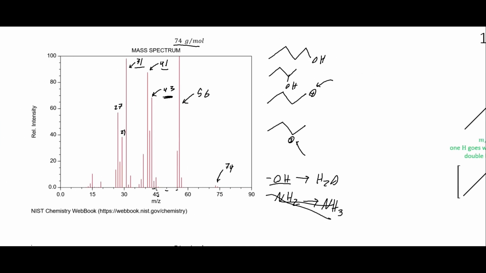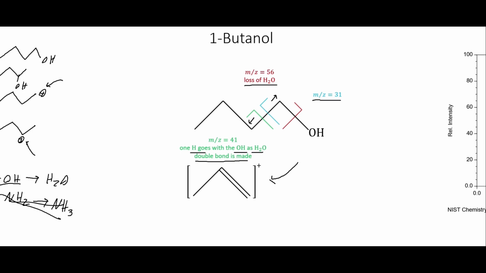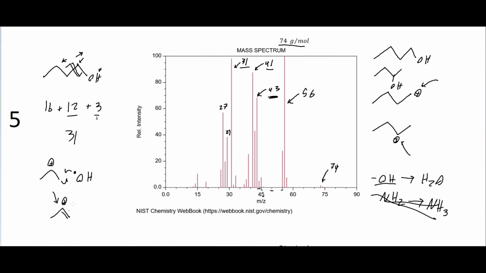And in fact, if we look over here at what it is, it is in fact 1-butanol. So we have this m/z here, which is 31, where the positive charge goes that way. We have the 41 when it goes this way, and so one H goes with the OH as H2O, and a double bond is made so that we end up with something like this. Then we have our 56 here, which is just the loss of the H2O. And so those are our fragments on the 1-butanol.